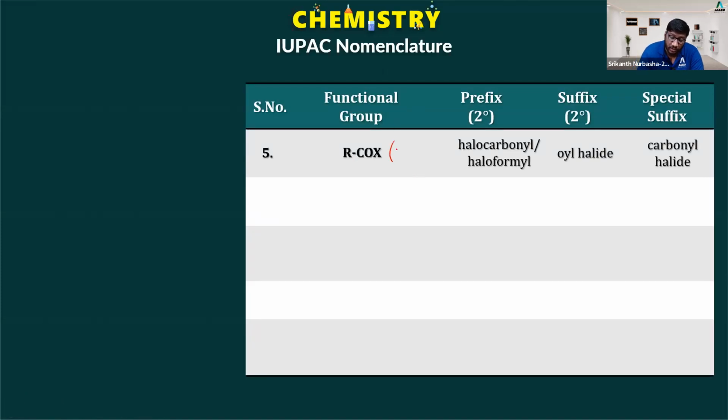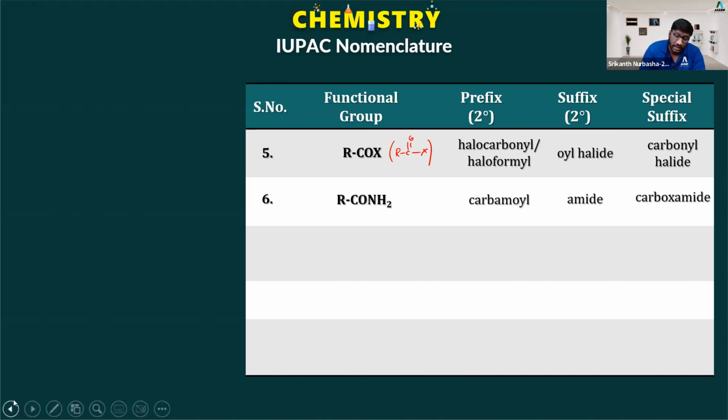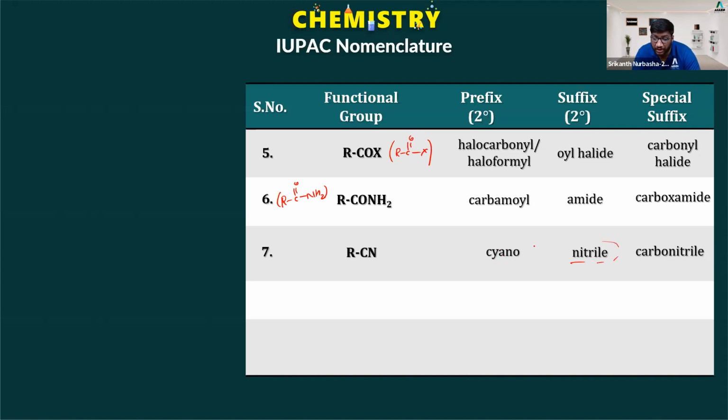RCOX means you will be having this type, R-C double bond O-X. It will have a suffix of oyl halide, prefix of halocarbonyl, special suffix of carbonyl halide. RCONH2 is carbamoyl for the prefix, amide for the suffix, and carboxamide for the special suffix. These are the prefix, suffix, and special suffix. RCN, CN is said to be nitrile whenever it is the main functional group. If it is a substituent, you have to take cyano. Special suffix is carbonitrile.